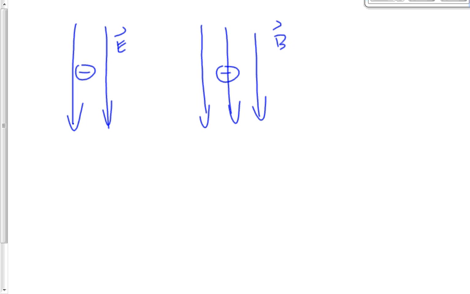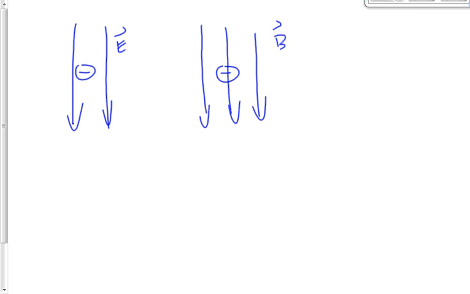It experienced a force in the electric field, moving or not. Does it experience a force in the magnetic field if it's at rest? No, it's got to be moving. If it's not moving, it experiences a force in an electric field, but not in a magnetic field.